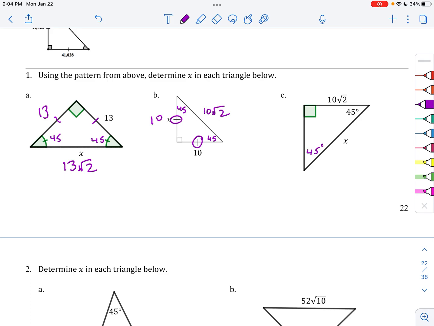This one across from my 45-degree angle is 10 root 2. So across from my other 45-degree angle is also 10 root 2. And then to get the hypotenuse, I'm going to take 10 root 2 and I'm going to multiply it by root 2. Now when I do that, I get 10 root 4. And the square root of 4 is just 2. So 10 times 2 is 20.